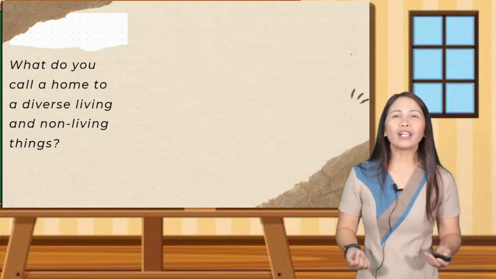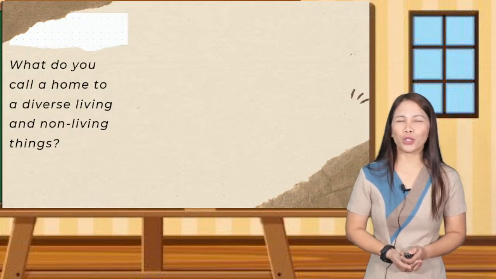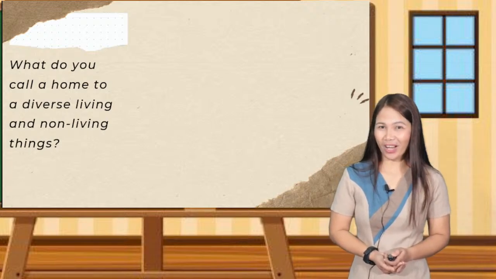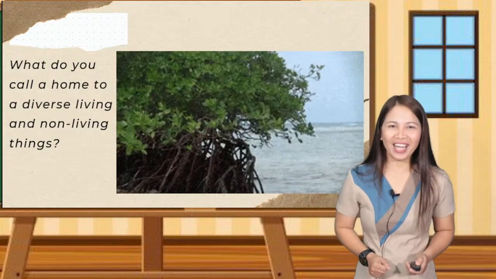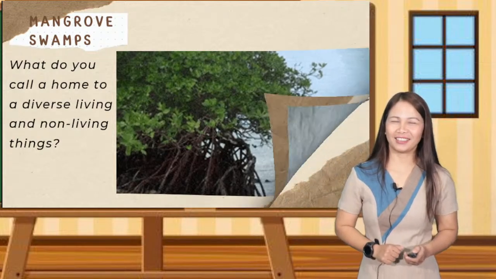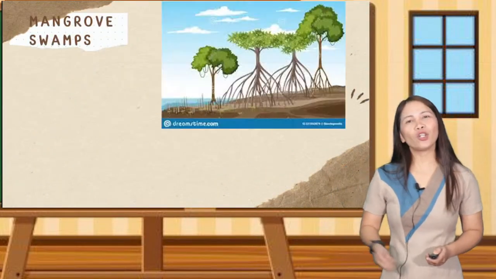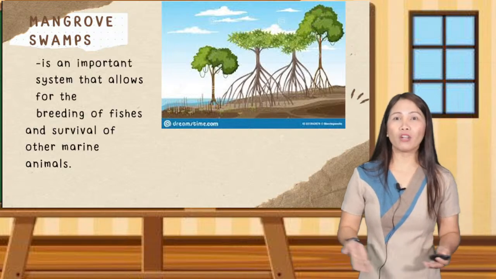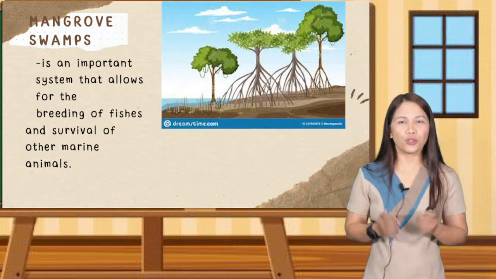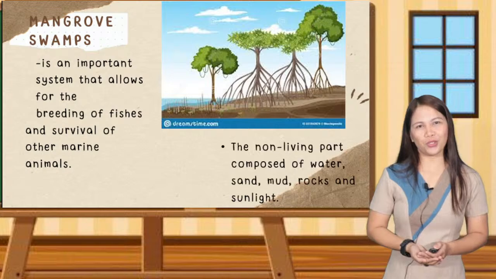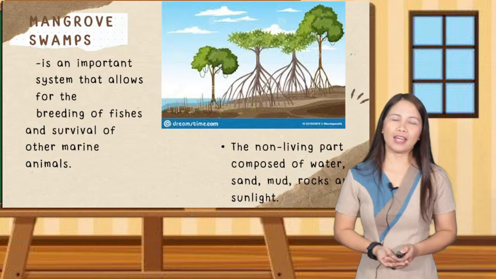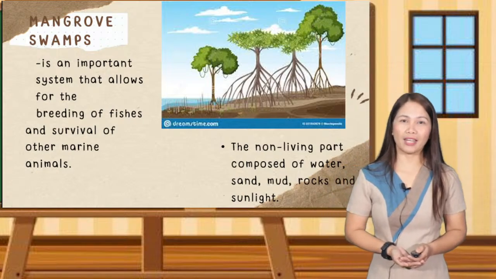Class, what do you call a home to diverse living and non-living things? Any wild guess? You're right. These are called mangrove swamps. A mangrove swamp is an important system that allows for the breeding of fishes and survival of the marine animals. The non-living part is composed of water, sand, mud, rocks, and sunlight.